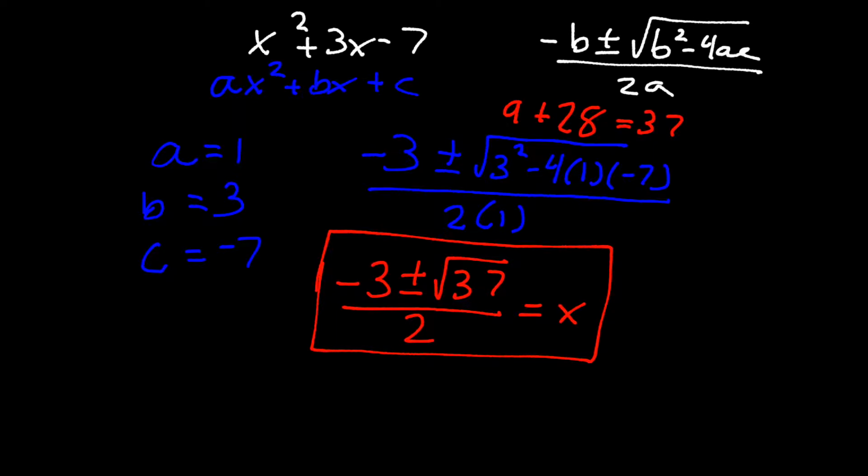It's not a very nice number, which is why we can't use completing the square or the diamond method to get our zeros. We had to use the quadratic formula. Negative 3 plus or minus the square root of 37, all divided by 2. Okay, let's try another one.